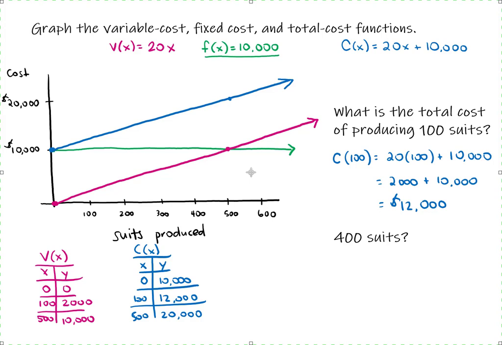What's the total cost of producing 400 suits? Well, that would be finding the total cost of 400, plugging that into our equation. That would be $18,000. Making sure, once again, to put your units on all of your answers whenever we have a word problem.